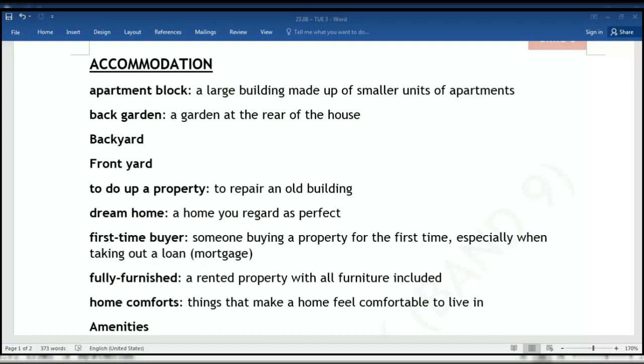Is this part 3 or part 1? This is part 1, right? Yeah, part 1, I guess. Yeah, this is part 1.